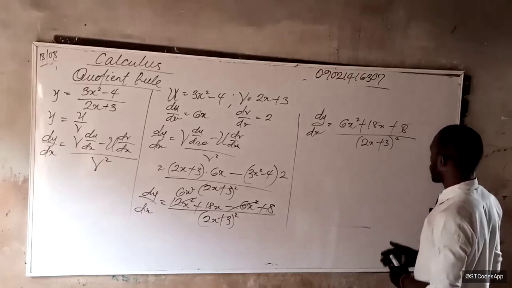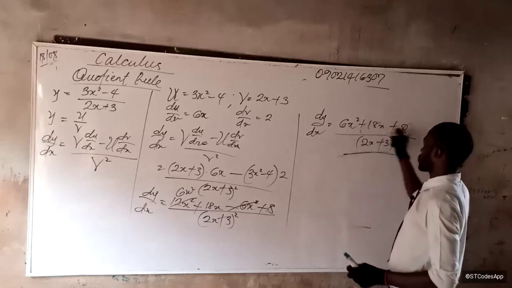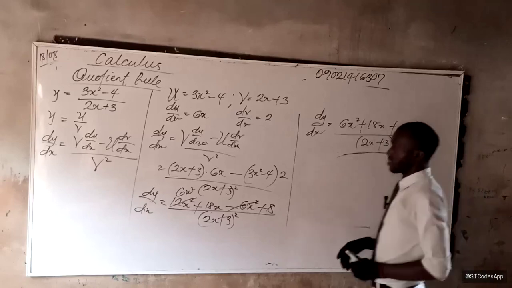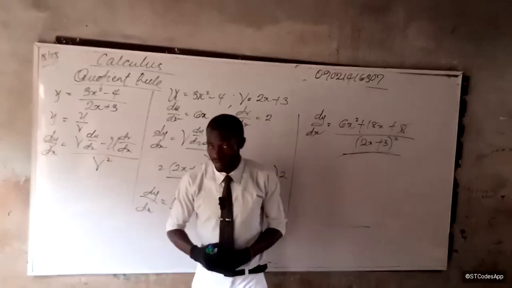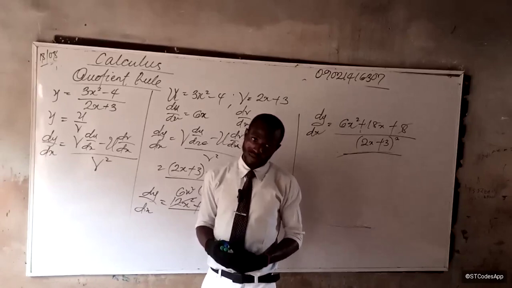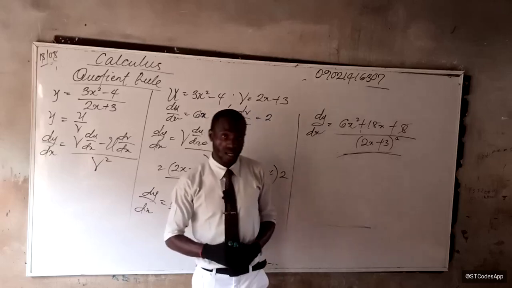And that would be your answer. I was thinking if this was factorizable so that we could get something like this. All right, so that would be it for the quotient rule. And as I said before, there might be some cases where you will use more than one method to solve a particular question.